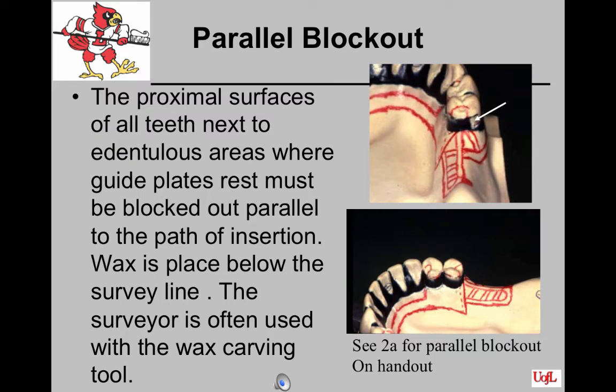An example of parallel blockout is that the proximal surfaces of all the teeth next to the edentulous areas where guide plates must rest are blocked out parallel to the path of insertion using the surveyor. Wax is placed below the survey line, and then the surveyor is used with the carving tool to bring the wax back to the surface of the tooth.